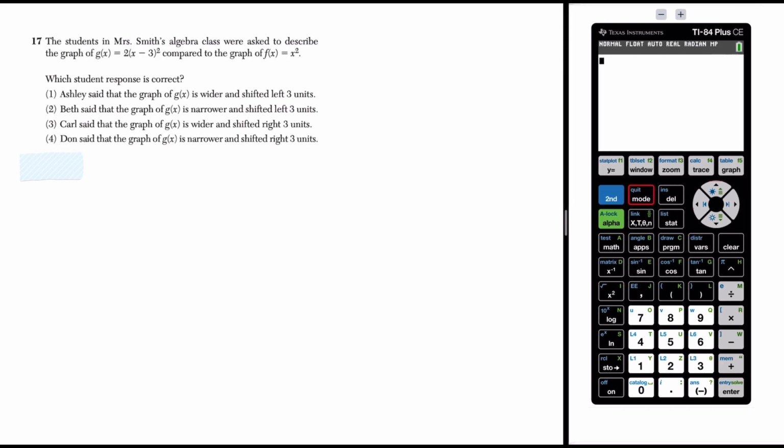Let's look at number 17. There's only one here. We have students in Ms. Smith's class are asked to describe the graph of g of x and f of x, and we want to know which is correct. The answer to this one is 4. So let's figure out why it's 4. And what we're going to do here is we're actually going to graph. These are functions, and we have our base function f of x, just a regular x squared. If I'm doing just a regular x squared, it's going to look like this.